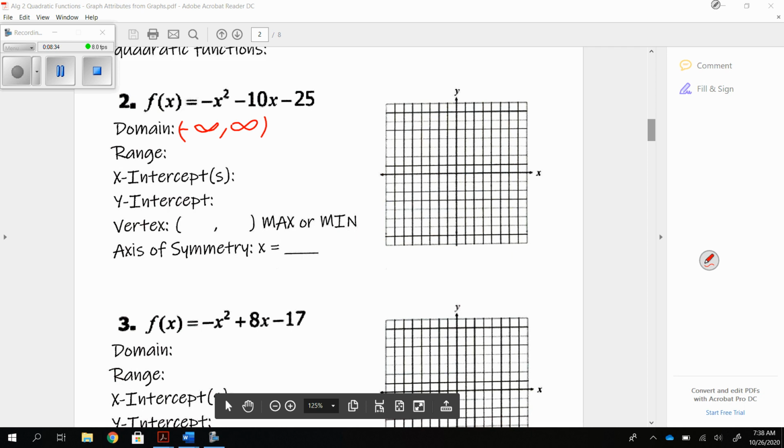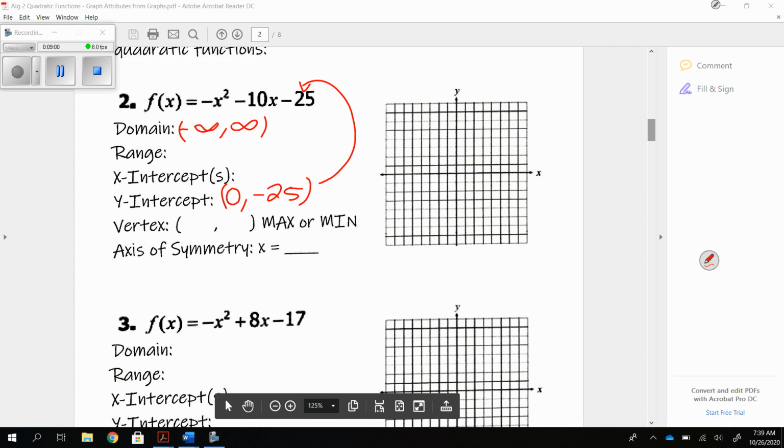Our range, actually let's skip ahead because I traced the graph. Our y-intercept is 0, -25. All right, if you just trace it and as soon as you hit trace, it sends you to the y-intercept. Do you notice something about the y-intercept? It is this number right here. Okay, keep that in mind when we move on in this unit.